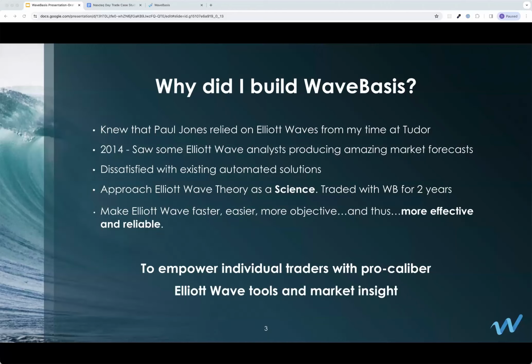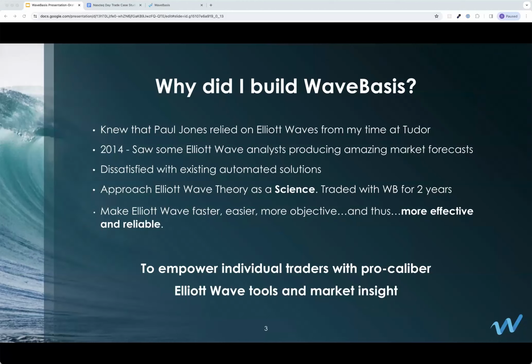do some work at the time as a pet project on the side, trying to come up with algorithms, a more automated, reliable, and faster way to produce valid and solid high probability Elliott Wave counts. Through that, I've approached Elliott Wave theory as a science, and actually traded with WaveBasis for 2 years before it was released as a publicly available product. The goal is to make Elliott Wave faster, easier, and more objective, and therefore more effective and reliable, to empower individual traders with pro-caliber Elliott Wave tools and market insight.